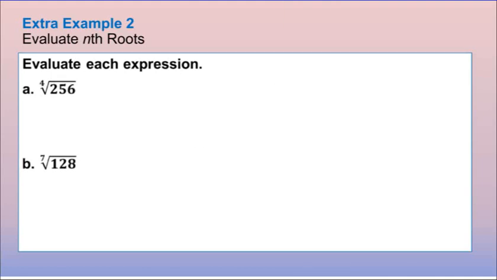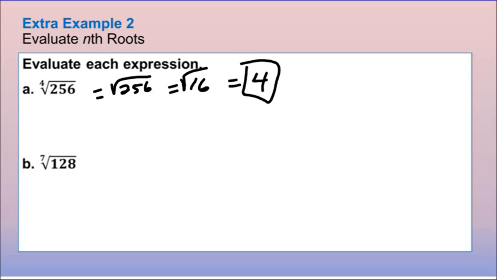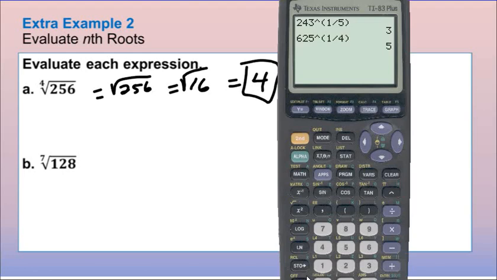Next, find the 4th root of 256. If I find the square root of 256, that is 16. And then if I find the square root of 16, I would get an answer of 4. So the 4th root of 256 is 4. And then 128, the 7th root of 128. On our calculators, we would just do 128 raised to the 1/7. And that would give us an answer of 2.